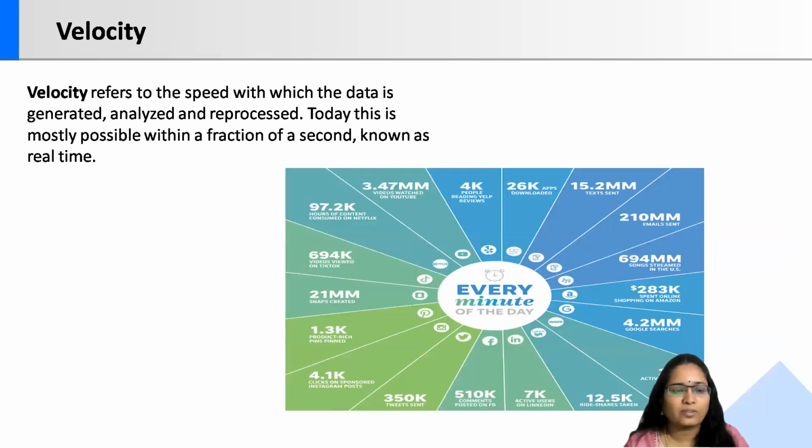The next thing is velocity. Velocity refers to the speed at which data is generated, analyzed, and reproduced. Today that is mostly possible within a fraction of a second, known as real time. Within every minute of the day, so much data is produced. For example, on YouTube, every 60 minutes of the day, 3.47 million videos are watched.